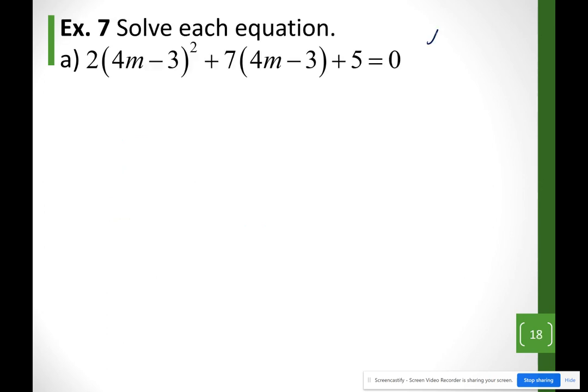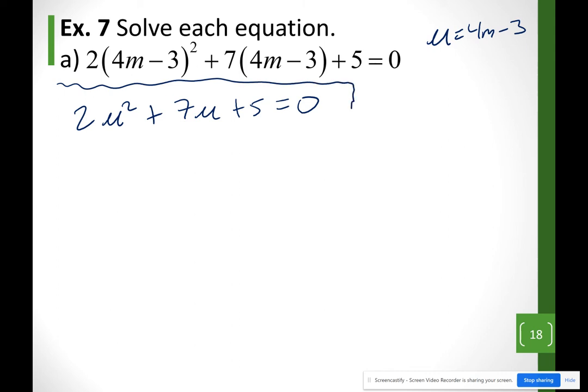Here I'm going to let my u equals 4m minus 3. The reason why, because I'm going to write this as 2u squared plus 7u plus 5 is equal to 0. From here then on, I'm solving for u. Okay, so let's see. I'm just going to say, all right, so my a is 2, my b is 7, and my c is 5. Remember the quadratic formula.